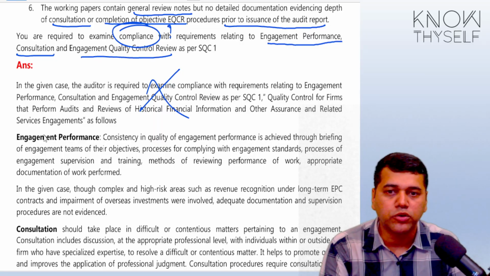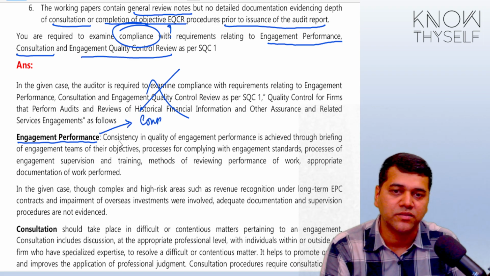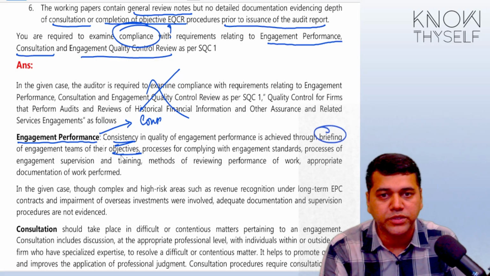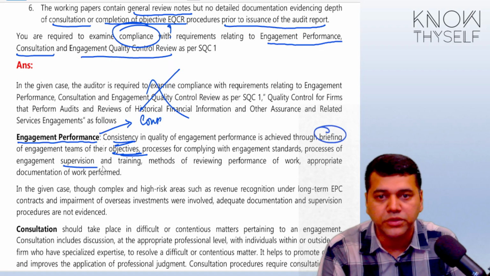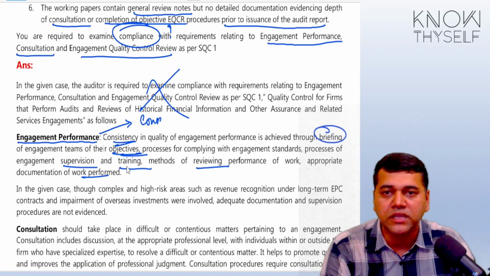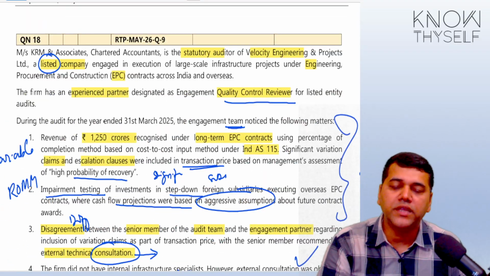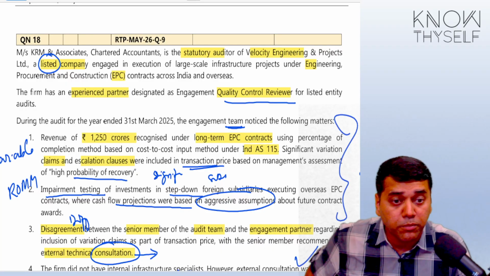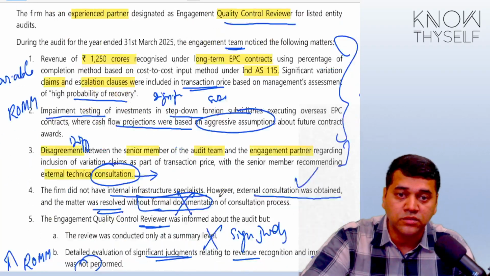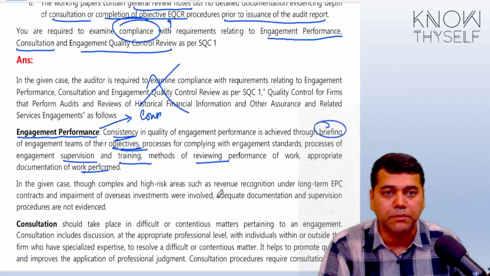Okay, we will first talk about the engagement performance. What is your objective in engagement performance? There should be consistency. How is consistency going to come? You have to brief the team of the objectives. You have to have supervision, training, performance review, documentation. Here, where are they told that they are doing all these things for this work? In fact, on top of it, there is a difference of opinion also. That means there is no clear-cut objective definition. There is no supervision, there is no guidance. I don't know how this audit is happening.